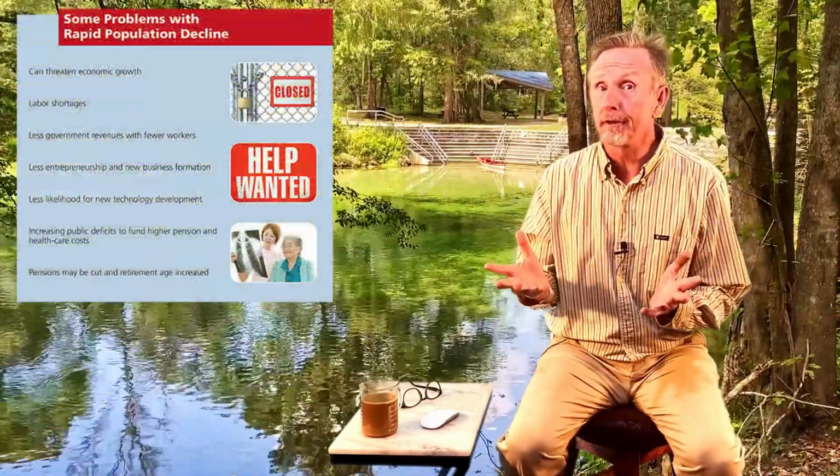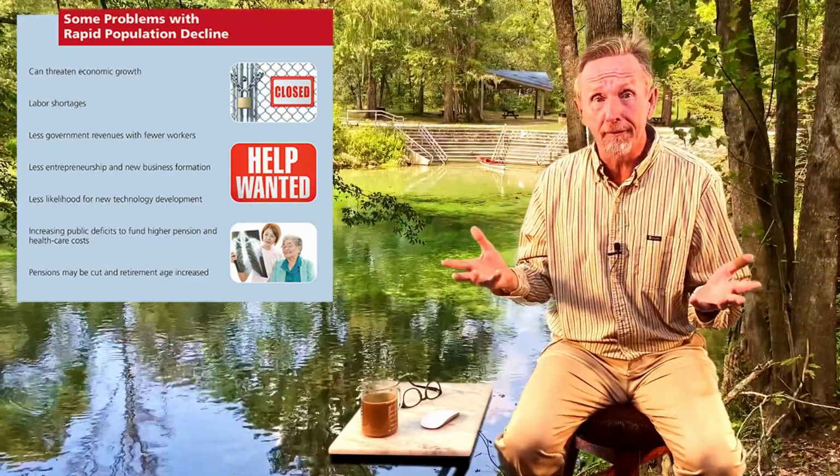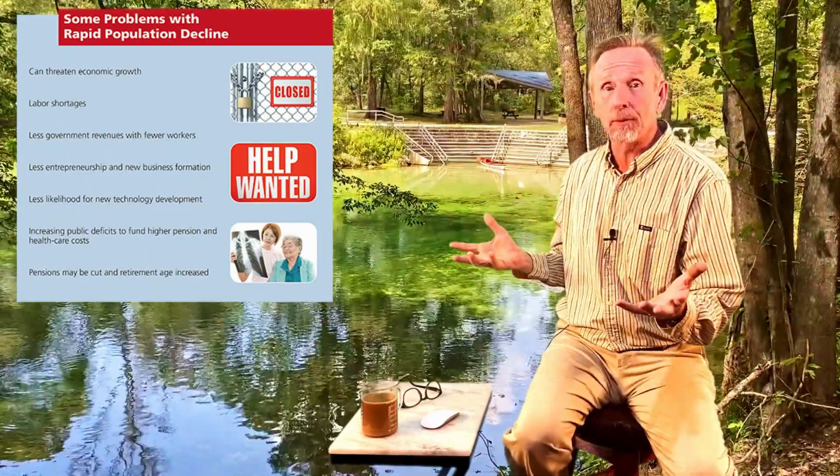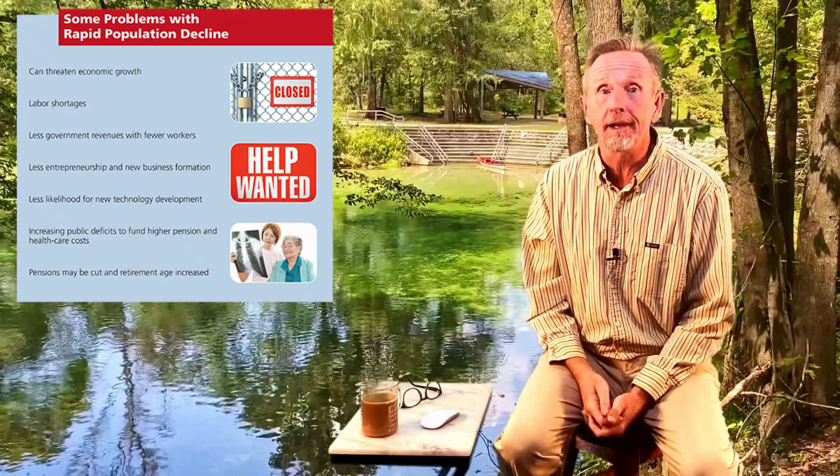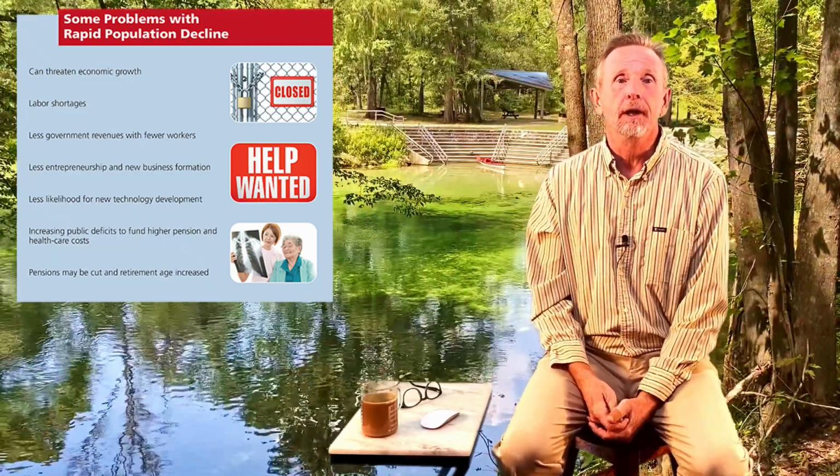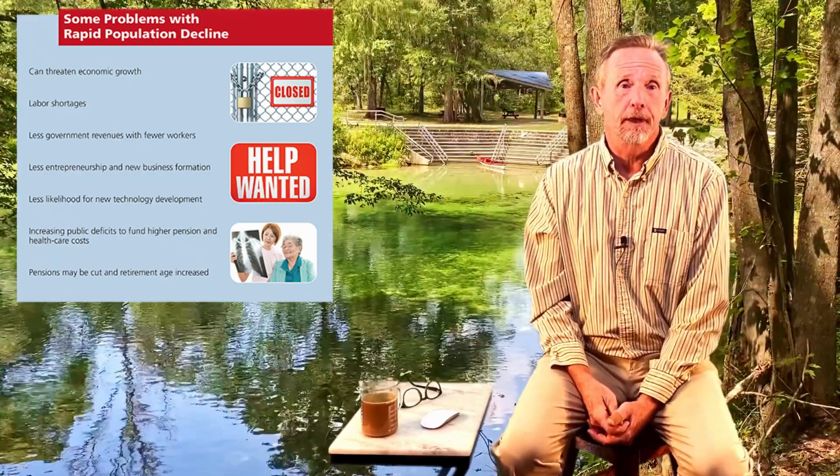So let's look specifically at some of these problems that we run into with a rapid population decline. Now once again, if it's slow, it's manageable. But when it becomes rapid, we run into these kinds of issues. It threatens economic growth. We don't have as many people out there to go to work, have jobs. So even though I have this great idea and I need workers, I don't have anybody to hire. They're just not there. You get labor shortages because of it.